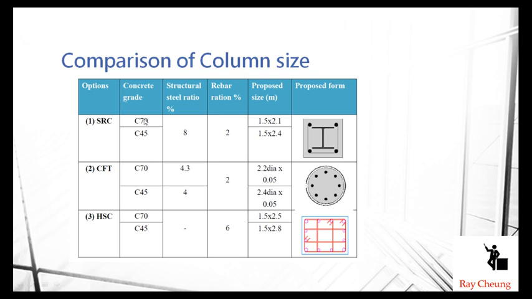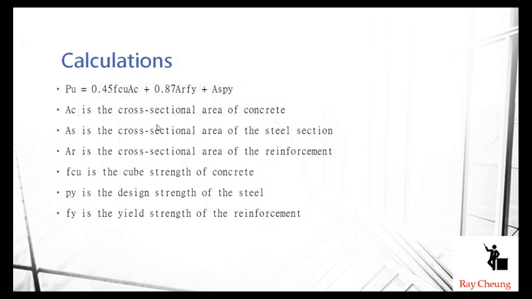For example, you use concrete strength of 70 and concrete strength of 45. You can see the size is smaller for the higher strength. When you see this simple formula, the first term is based on the concrete strength, the second on the steel reinforcement, and the third is due to the steel section we provided. That means if I want to reduce the size of the column, try to increase the concrete strength, or increase the steel reinforcement, or increase the steel section provided.